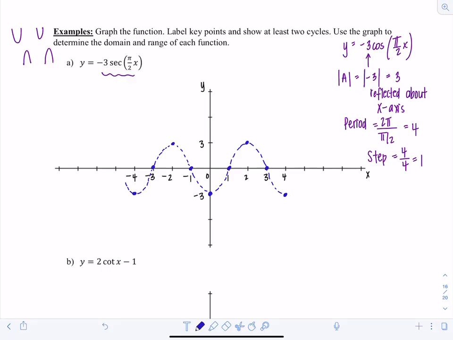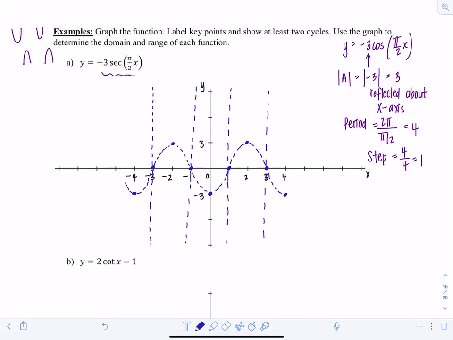Now, what I want to start with is drawing the vertical asymptotes. Everywhere my cosine graph crosses the x-axis, everywhere I have an x-intercept, there's going to be a vertical asymptote. So one of them, another one right here, another one right here, and another one right here.